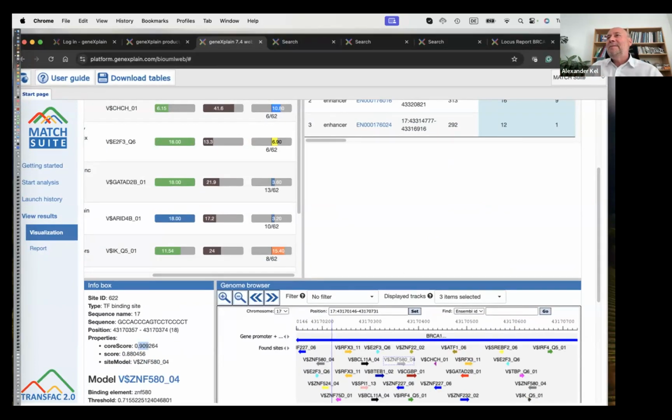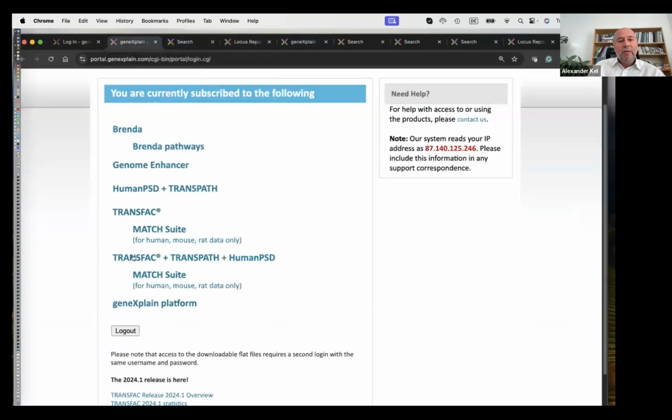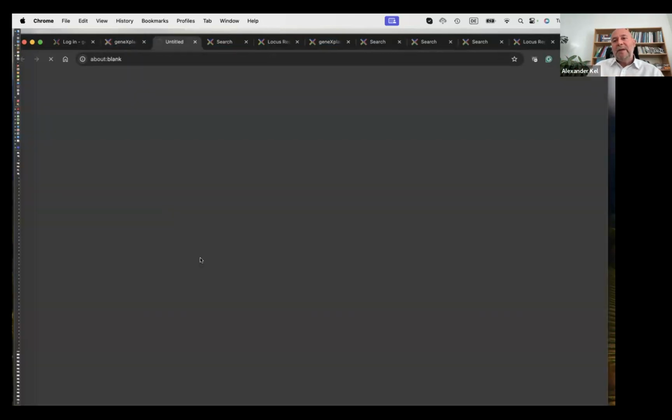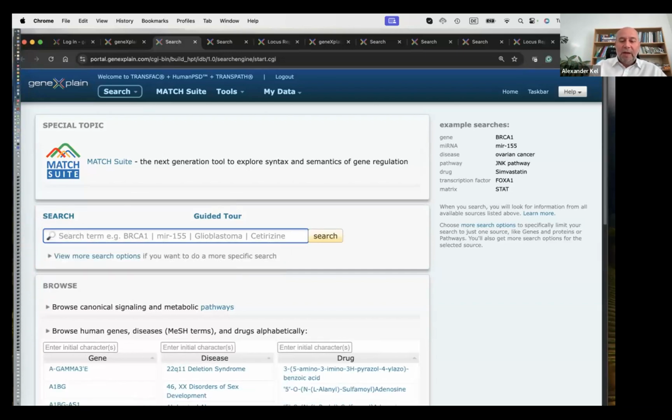Okay, so the question from online: from your list, are there modified forms of transcription factors in TRANSFAC? Yes, there are. So basically what you have to do is to have the full package, or at least the package with a master regulator. And the reason is the modified forms of transcription factors are very important for the whole network, to understand the whole network.